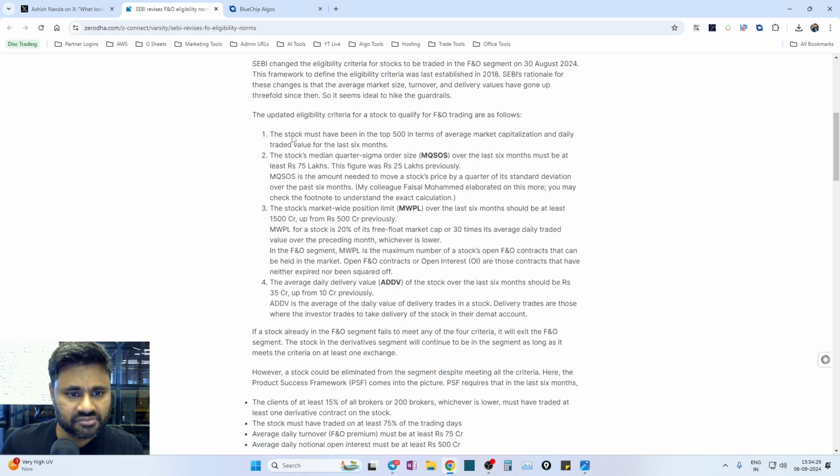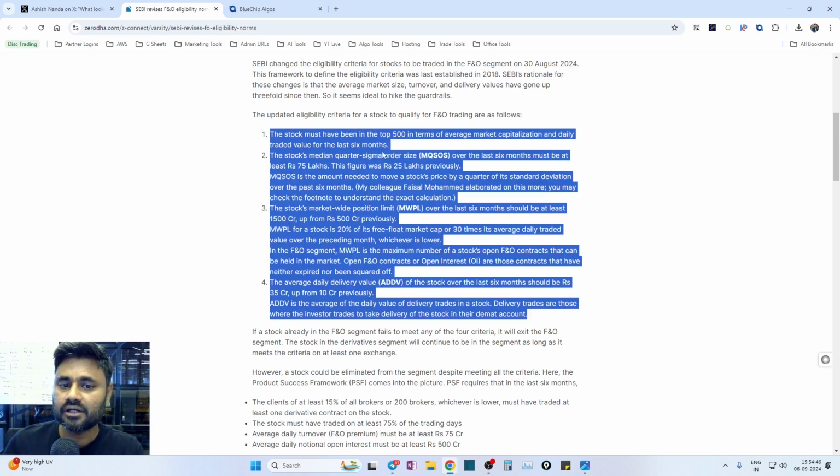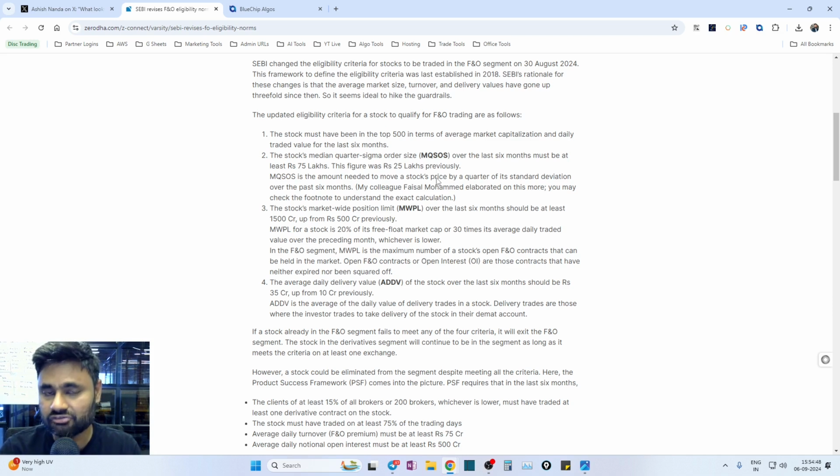Okay, the first is pretty simple. The stock should be in the top 500 list as per the average market capitalization and daily traded value for the last 6 months. Remember, all these 4 points are for the last 6 months. Some are averages of the last 6 months, but it is for 6 months because after every 6 months they again check the eligibility of all the stocks. Again, they might remove some stocks, they might add some stocks. So all this criteria is for 6 months.